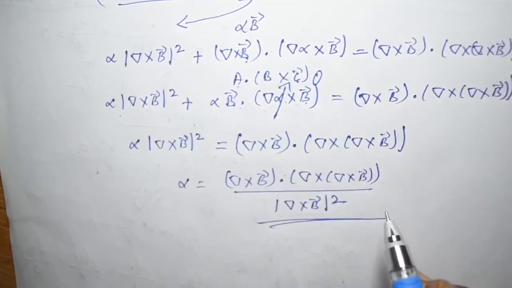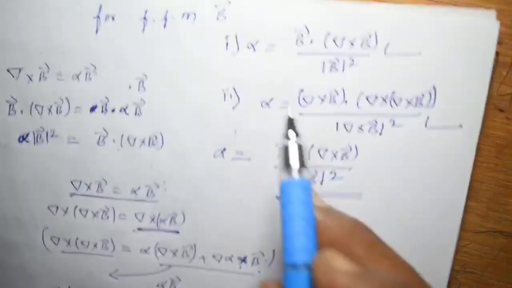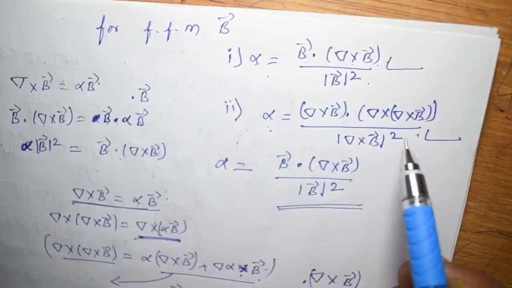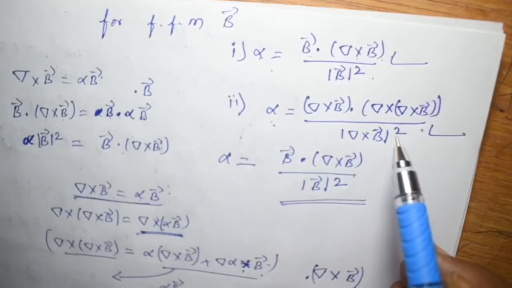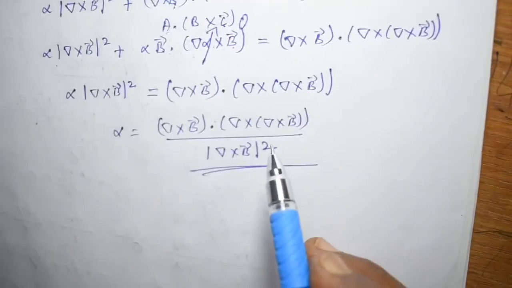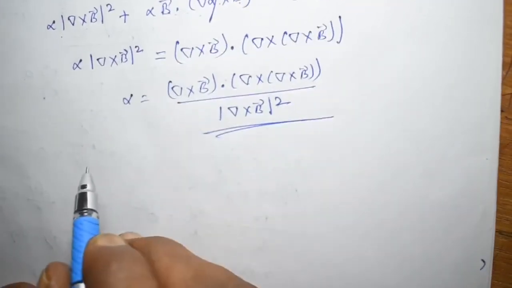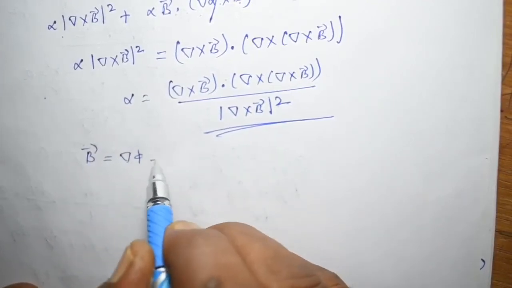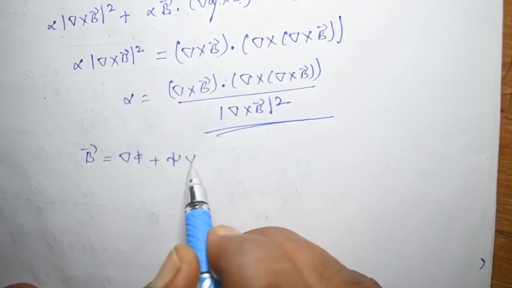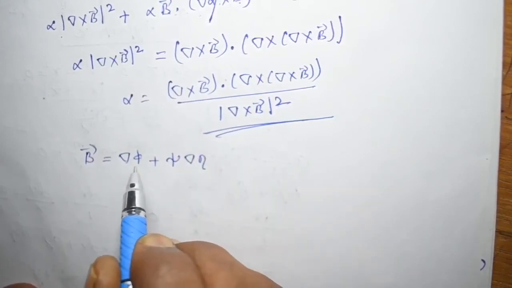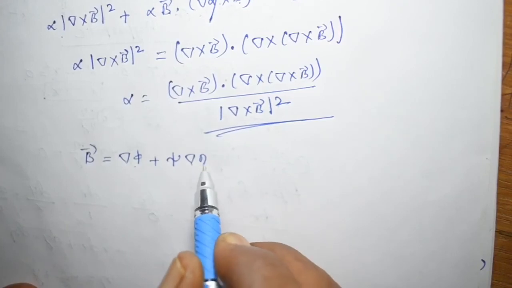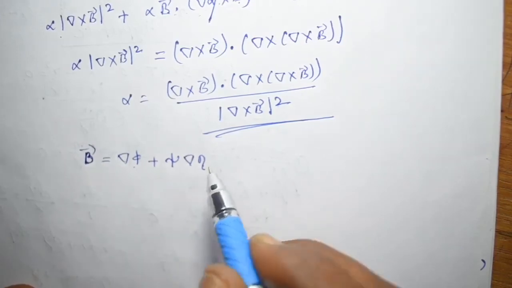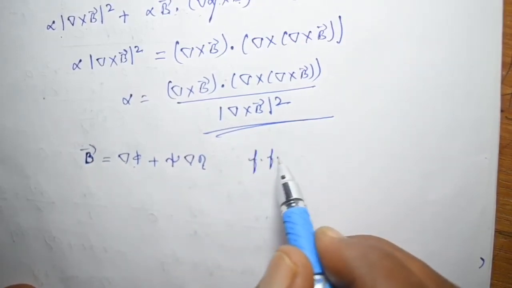Now we have proved both the equations, alpha is equal to this and alpha is equal to this, using the definition of force free magnetic field, right. Now again they have given, if B is equal to gradient of phi plus chi into gradient of eta, the magnetic field B is defined like this and is a force free magnetic field.